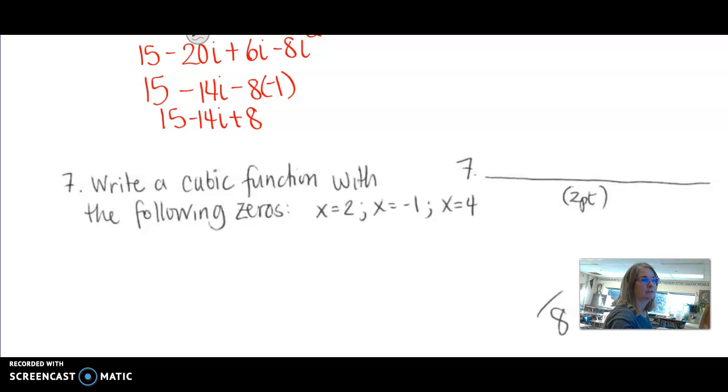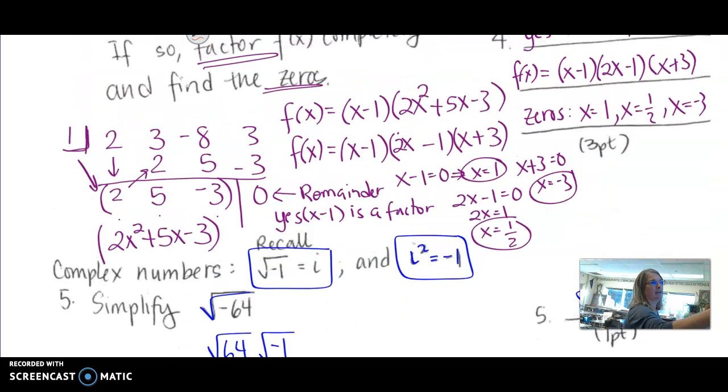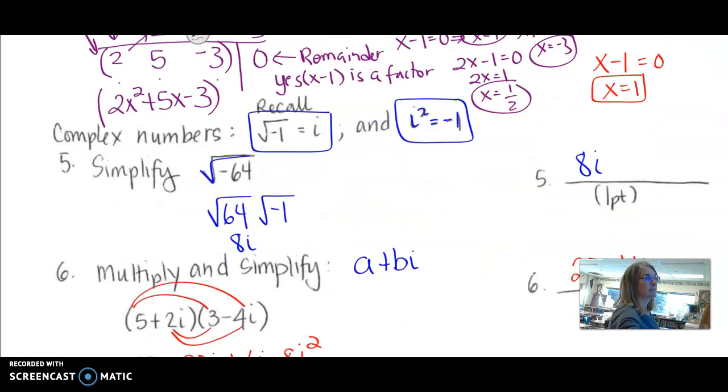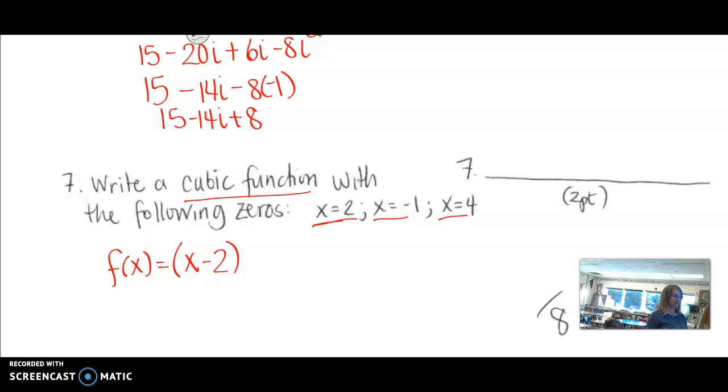Back up here, when you're factoring and finding zeros, we had factors of x minus 1, and to find the 0, we set it equal to 0, and we added the 1, and we ended up with x equals 1 is our 0. So notice that when x equals 1 is a 0, the factor is x minus 1, x minus the 0. So when you are doing number 7 here, and you're writing a cubic function, which means third degree, and it has these zeros, you're going to find the factors of f of x by taking x minus the 0. So x minus 0 of 2, so it'll be x minus 2.